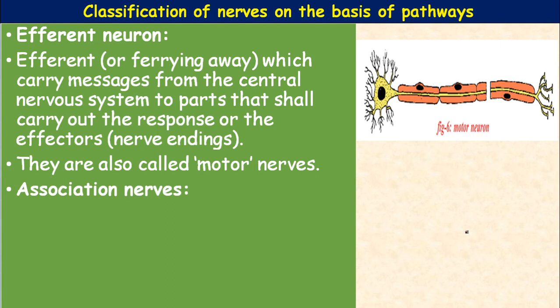Next, the third type of neurons, they are called associated neurons or association nerves. They are also called connector neurons.